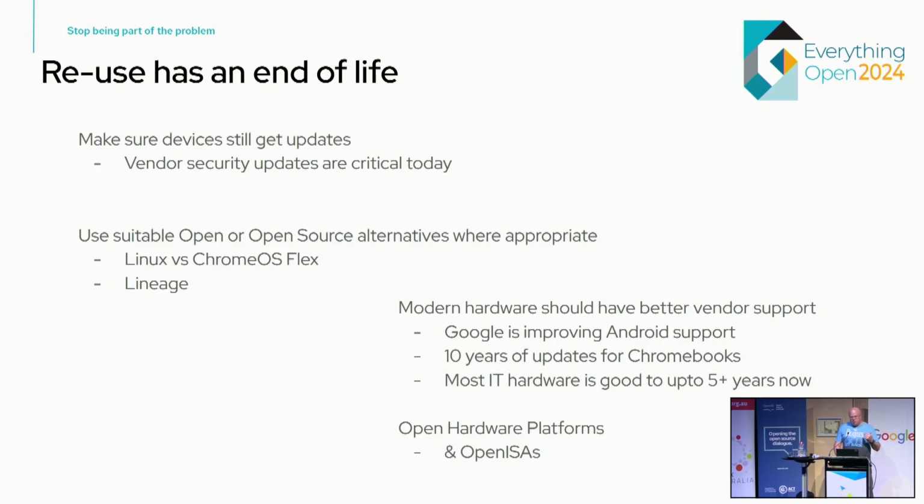And where are we going around things like open hardware platforms and the open ISAs, things like RISC-V and Power? Are we going to, through them, see new innovation that's going to give us platforms that will last a bit longer, be supported a bit better? Or are we going to be stuck in the same cycle of trying to manage support?